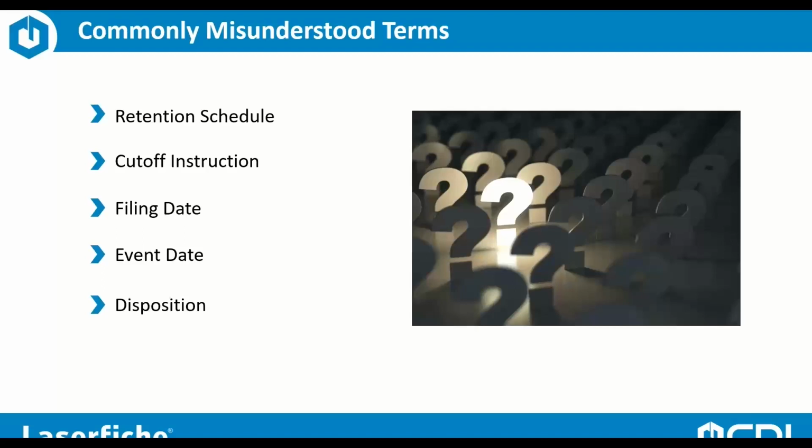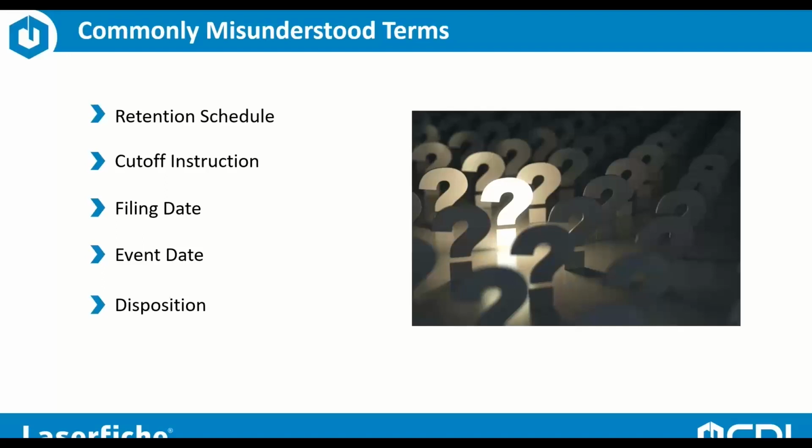And finally, disposition is the action taken on the document when it reaches the end of its life cycle. The disposition could be to destroy, retain permanently, transfer to archives, or transfer to another designated organization. In Laserfiche, the disposition action is defined in the retention schedule in the admin console. So for a retention schedule of 2 years, then destroy would be the final disposition action.